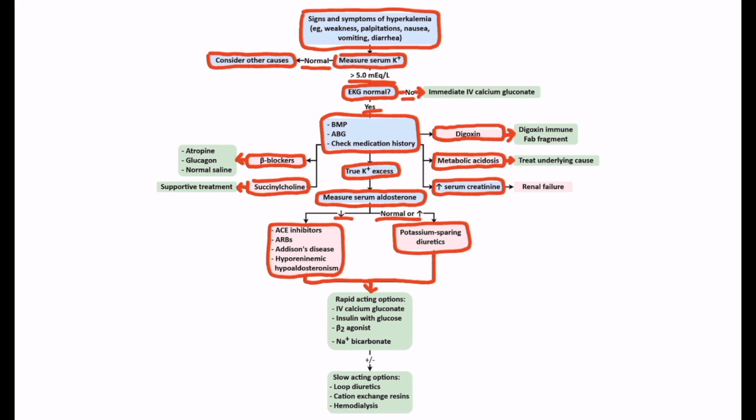Rapid-acting options should be followed by slow-acting options. Loop diuretics activate the renin-angiotensin-aldosterone system and therefore increase potassium secretion from the distal tubule. Cation exchange resins like sodium polystyrene sulfonate or patiromer induce potassium excretion in stool. Finally, we could use hemodialysis to remove excess potassium from the body.